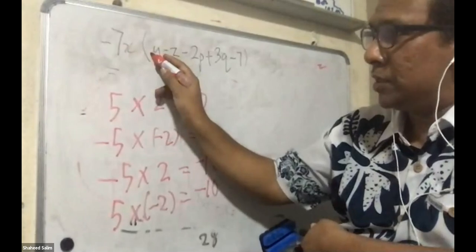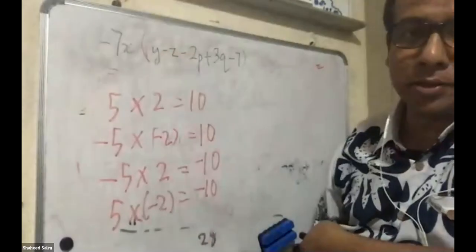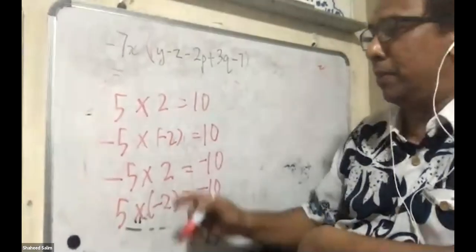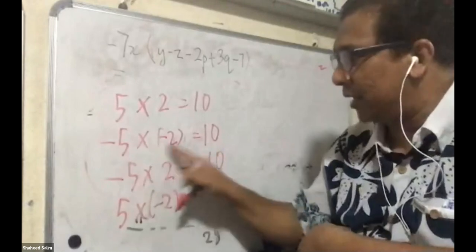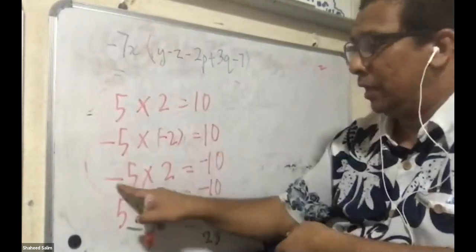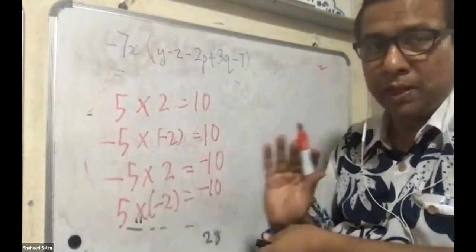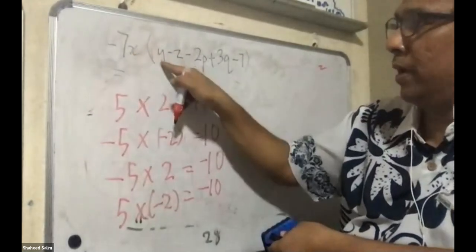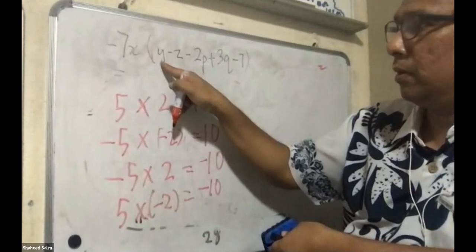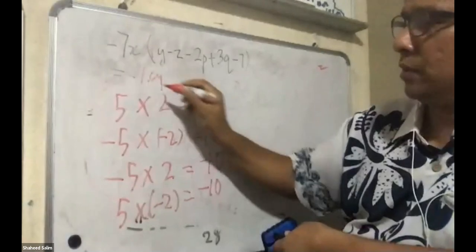Minus times this is plus. What's your answer? Plus. So minus times plus, minus. Okay, that means you must know this one. Plus times plus, the answer is plus. Minus times minus is plus. Same sign times each other, plus. Different sign will be minus. Must be clear on that. So now 7. What's the answer for this one? X times Y? Negative 7xy. Good.